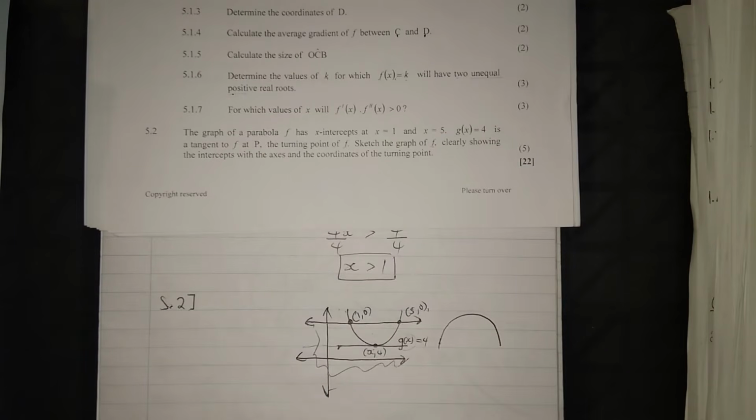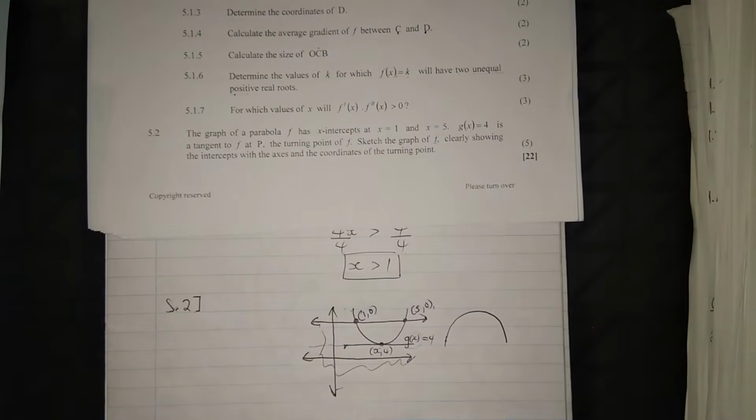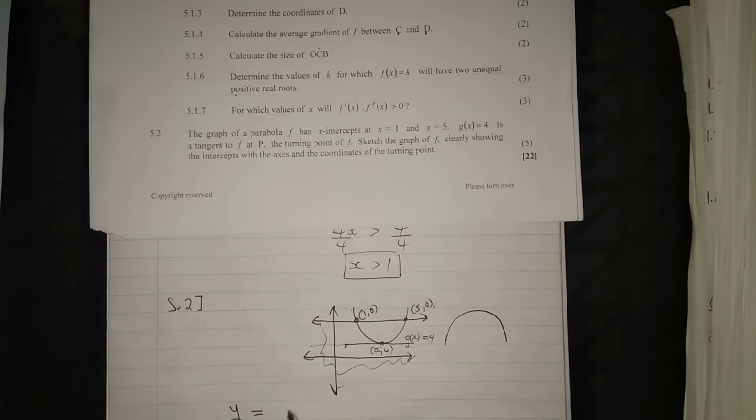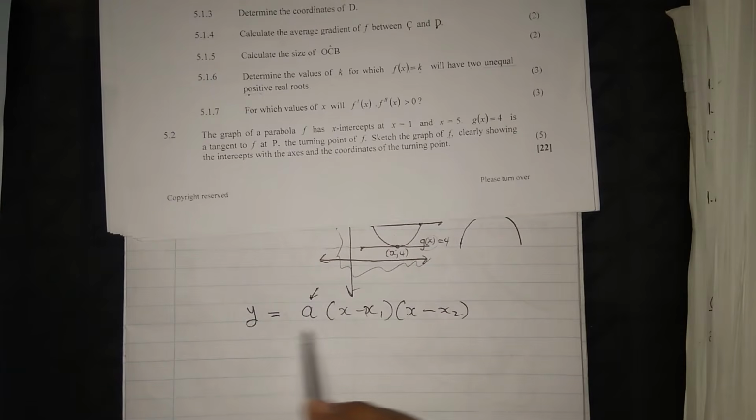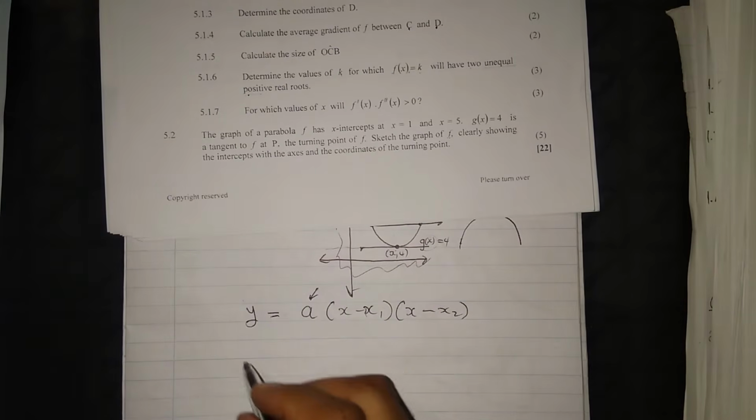So the function, I'm not sure whether it is concave up or concave down. Do you realize now I need to find the value of a so that I can identify the shape of the graph. Since they gave us the x-intercepts, y is equal to a(x minus x1)(x minus x2). So therefore I can calculate a using this general formula. I want the value of a so I can identify the shape of the graph.